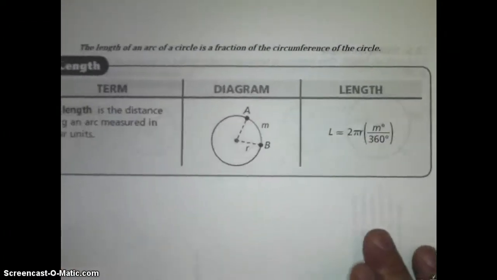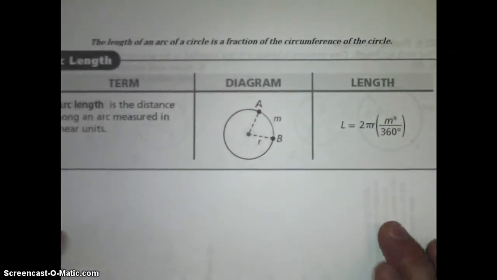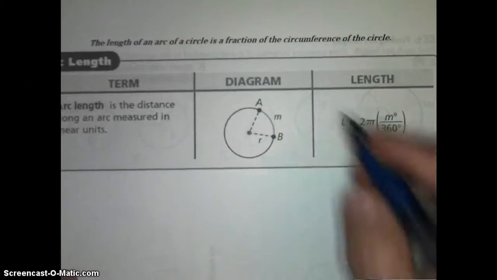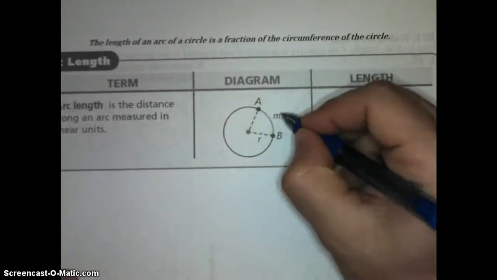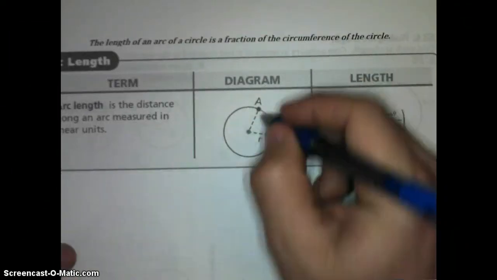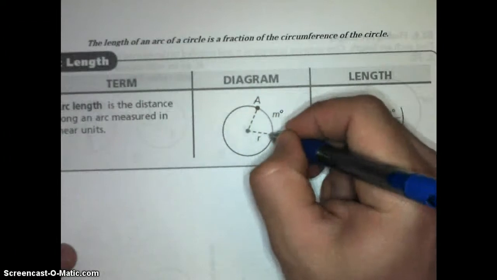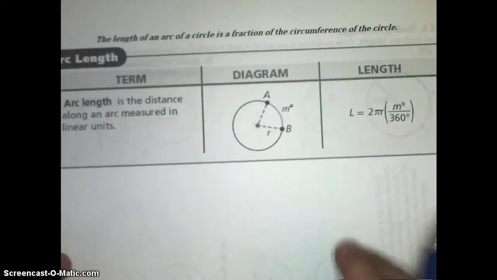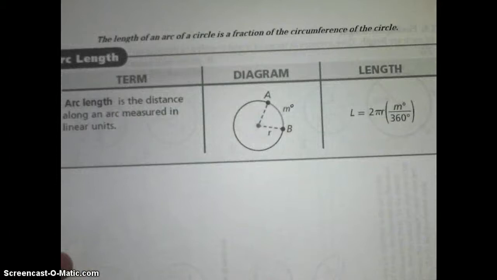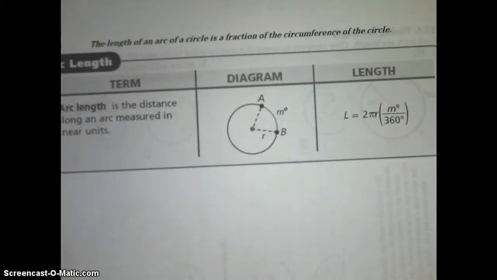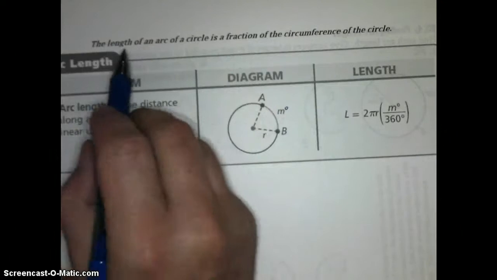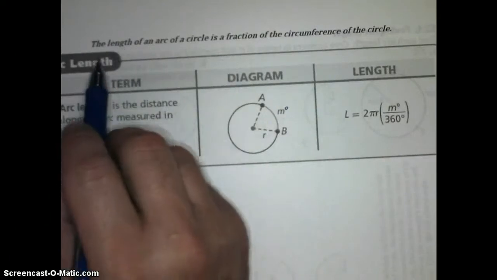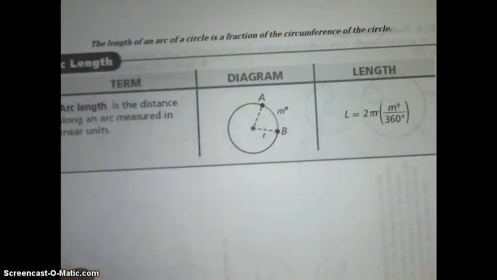Now, let's move on to talking about arc length. Arc length is different than arc measure. The measure of an arc is in degrees. The length of an arc is a linear measurement. It's as if I could cut this part of the circle, stretch it out into a flat segment, that length is what I'm measuring. Length is always a distance, and so we measure it in linear units like feet, inches, miles.